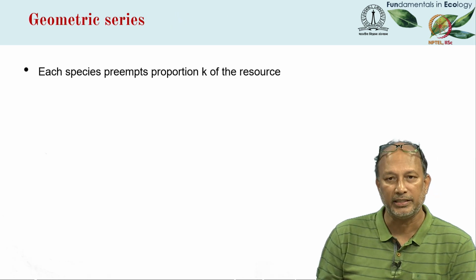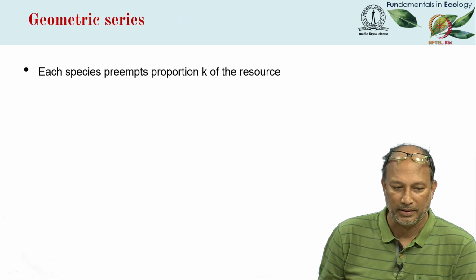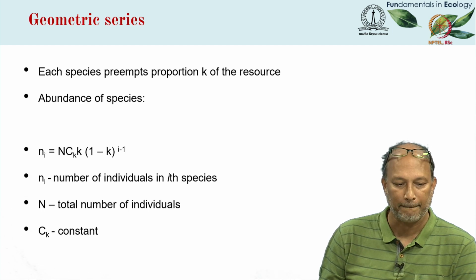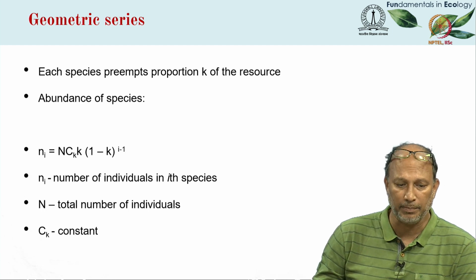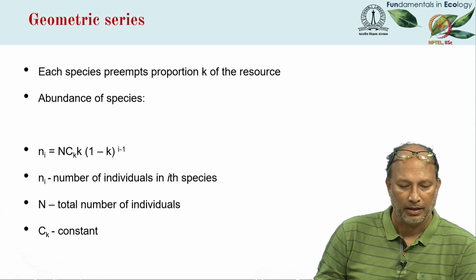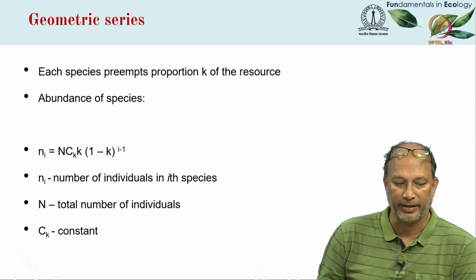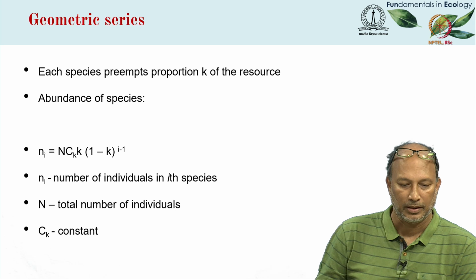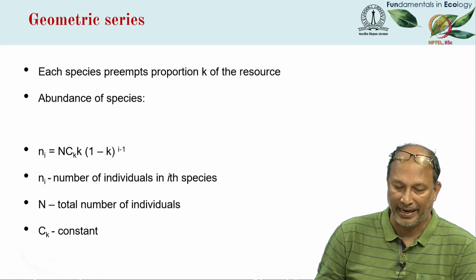So the geometric series: in the geometric series, each species preempts proportion k of the resource, and the abundance of each species, n of the ith species, is given by this particular equation, which takes into account the total number of individuals, the parameter k, which is the proportion of the resource, and a constant.